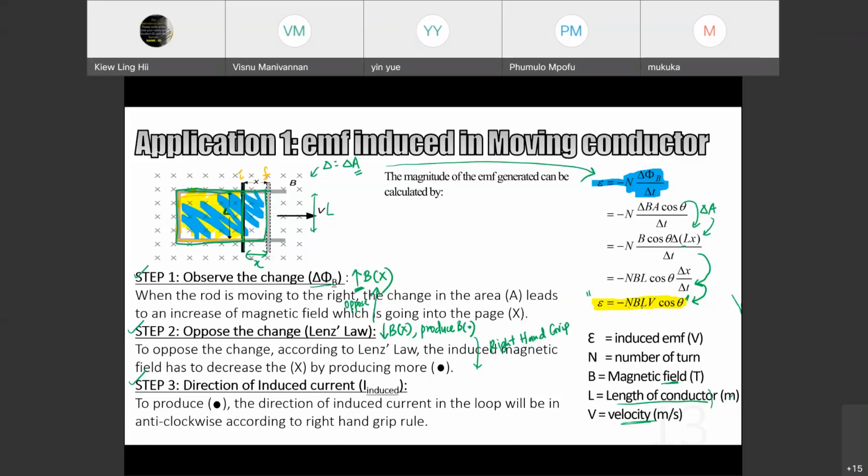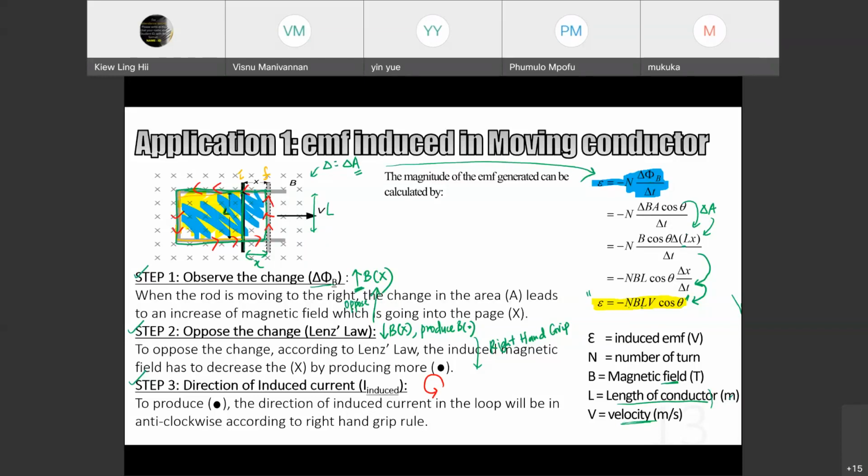So the direction of the induced EMF will have to move anti-clockwise like this, isn't it? So moving anti-clockwise. It is actually in line with Fleming's right hand rule, if you have learned about it in your high school.